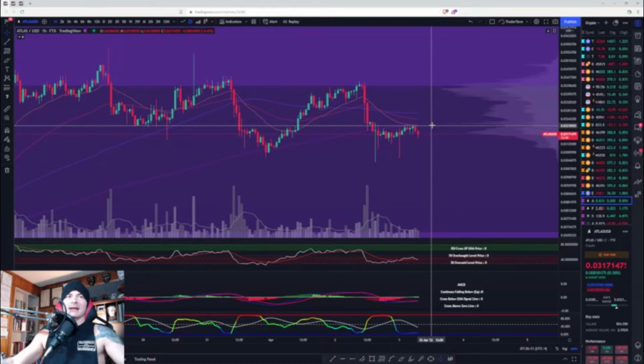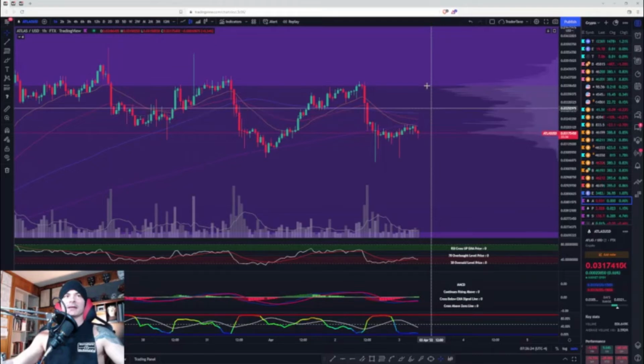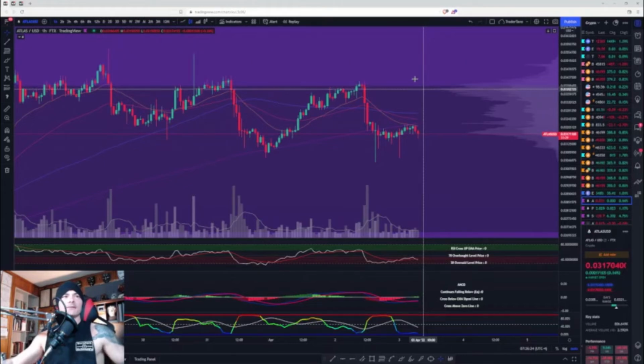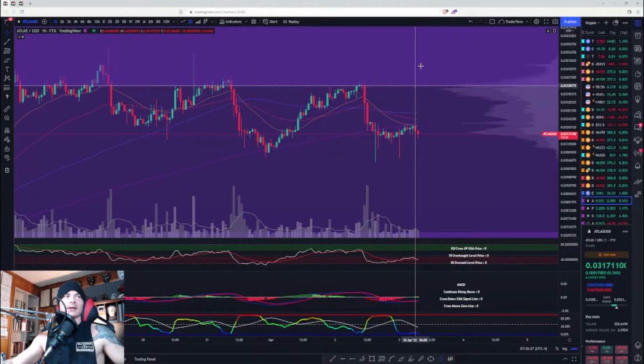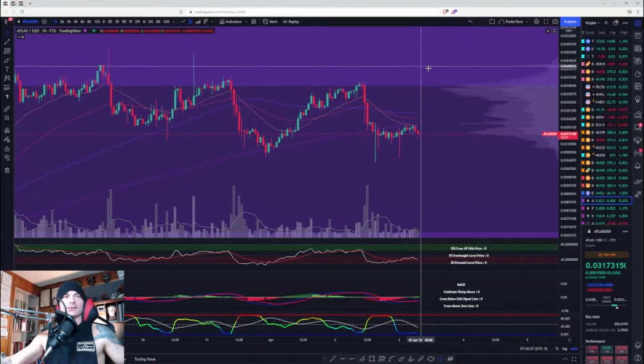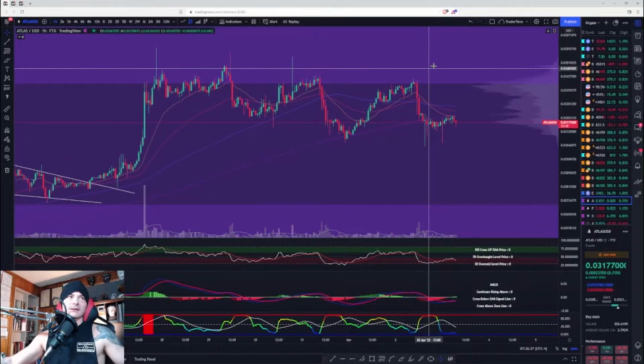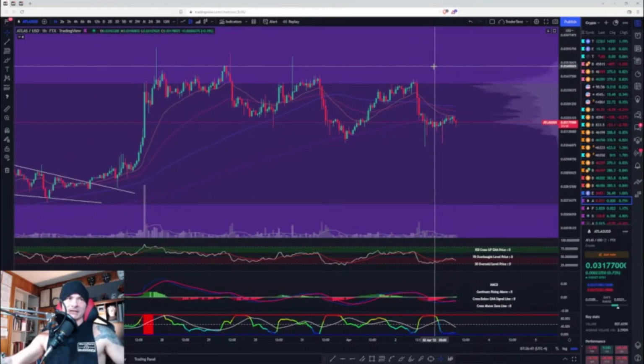Now, if we can get back above this last high right here and back above these moving averages, I could see us coming up to the purple box at 0.0339. If we can get back above this last high, I could see us coming all the way up here to the top, basically above the last high, the last major high.